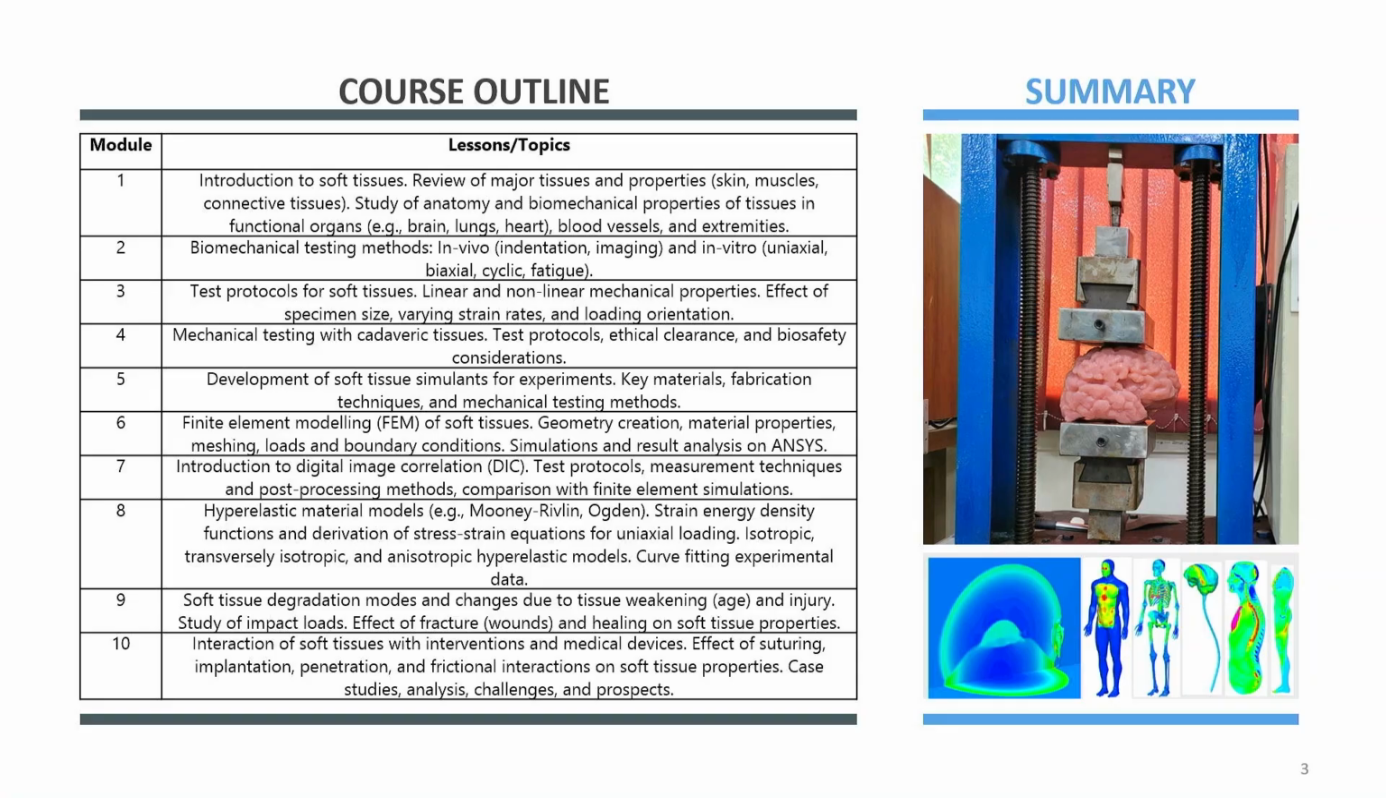The next module would be on soft tissue degradation modes and changes due to tissue weakening. What happens with the soft tissue when the tissue ages or the person ages, or when a person encounters an injury? What happens if I have a huge burn injury on my arm? Is the skin property which is going to grow after this burn going to have the same property, or the burn skin has a similar property? So these are some questions to be answered.